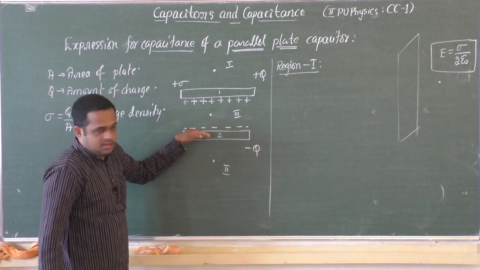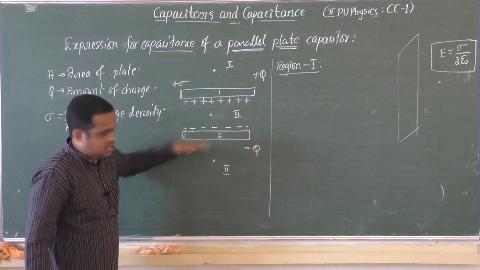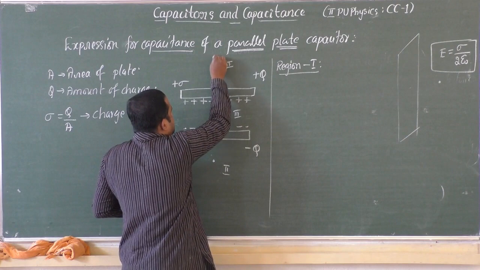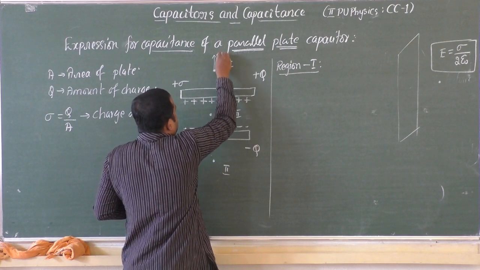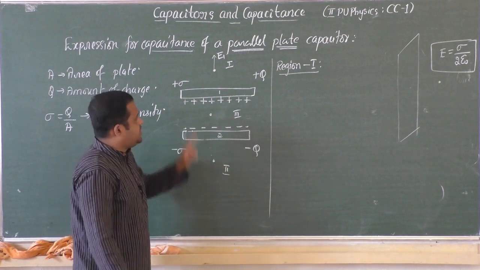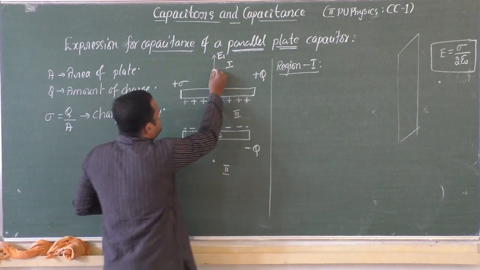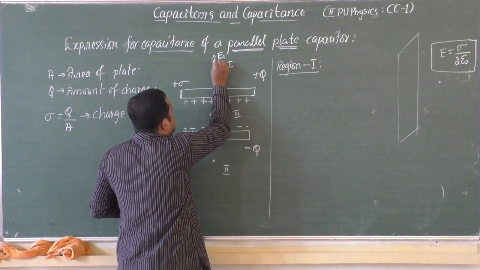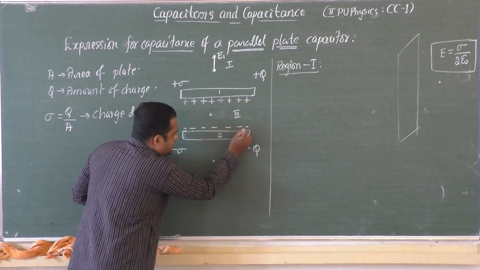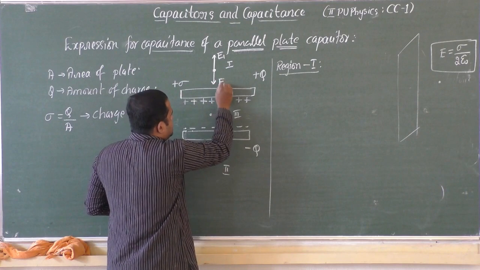Two sheets are there. One is positively charged and another one is negatively charged. Due to this sheet, electric field will be in this direction. We know that electric field is directed from positive charge outward, to infinity. So in this region, this is the direction of electric field due to the first plate, whereas this is negatively charged, so electric field due to the negative plate will be like this, E2.